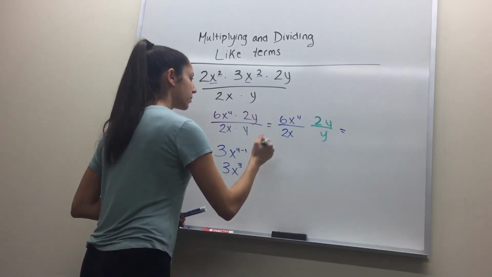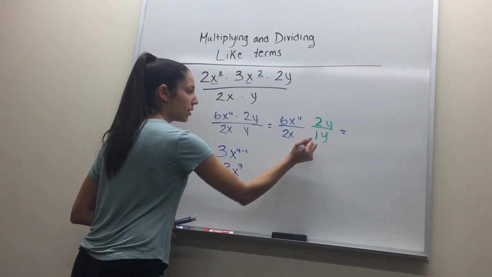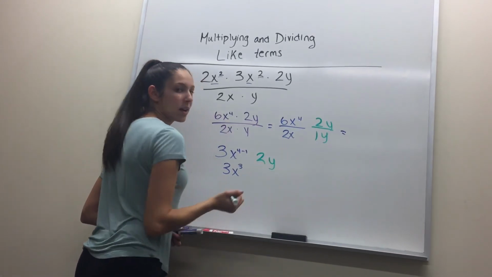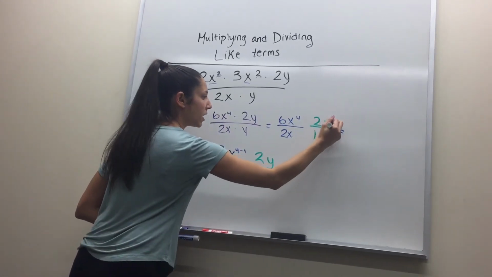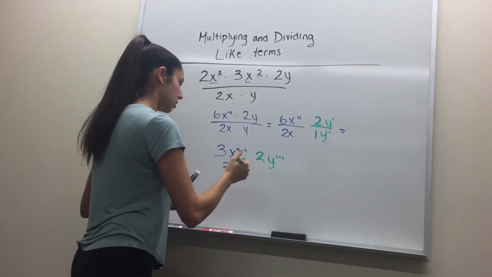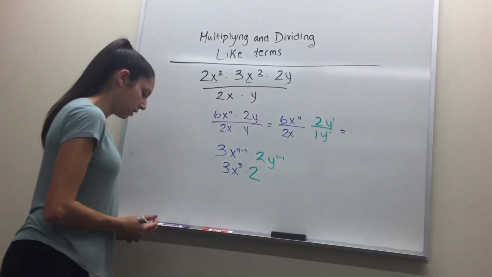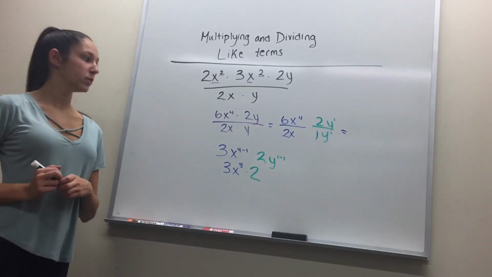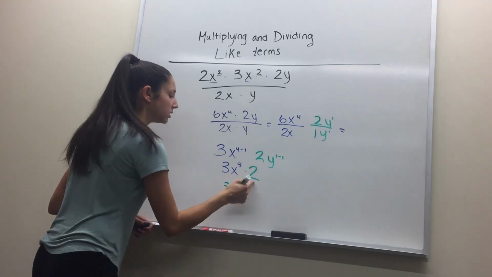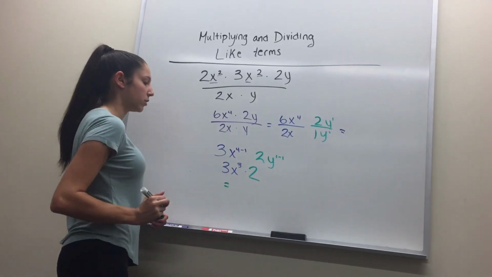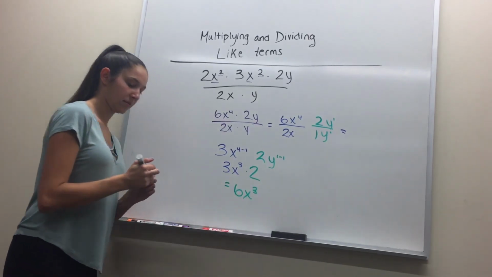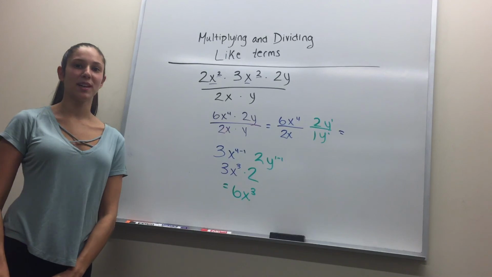So now for our y, we have 2, so 2 is being divided by 1, so we just bring down our 2, and then y divided by y. Well, both of these exponents are technically 1, so 1 minus 1 gives us y to the 0, so that just gives us 2. So here, we have 3x cubed times 2, which actually, now that we have a constant with our term, we can always multiply our constant to our term. So 2 times 3 would be 6x cubed. And that's how we multiply and divide like terms.